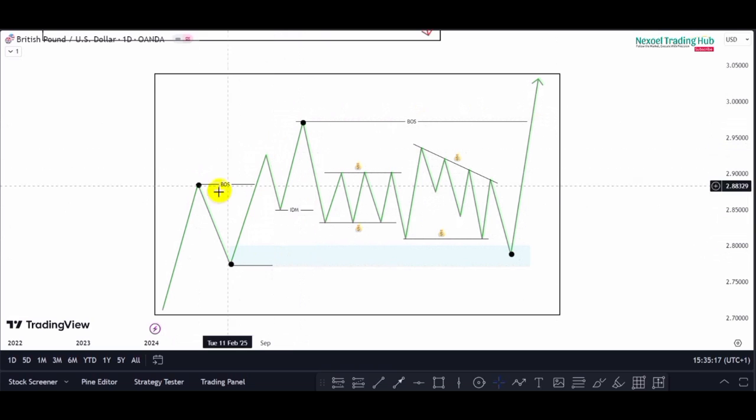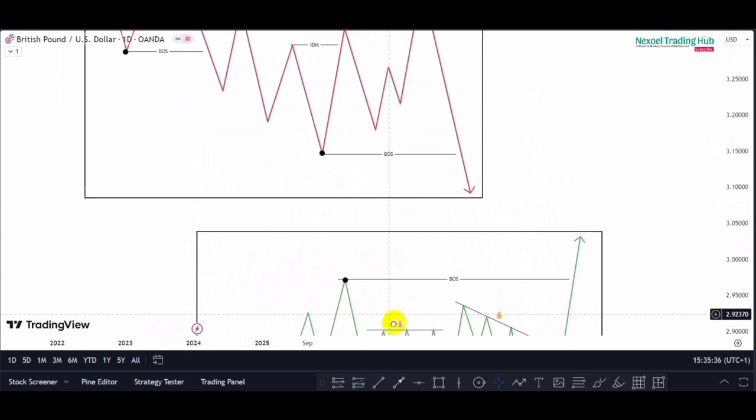This low sponsored the move that broke structure. This high sponsored the move to the downside that took out this liquidity, this inducement. Price took out external liquidity, and then price created a new higher high, and then this higher high took out internal range liquidity. So this is how you look at liquidity and inducements.